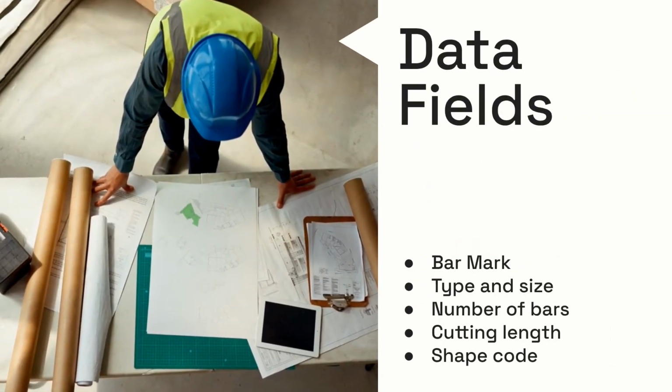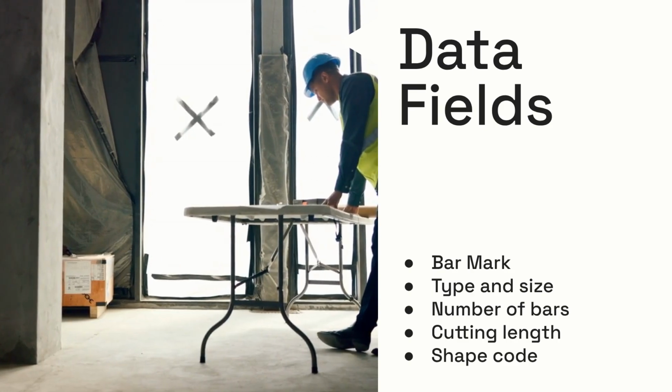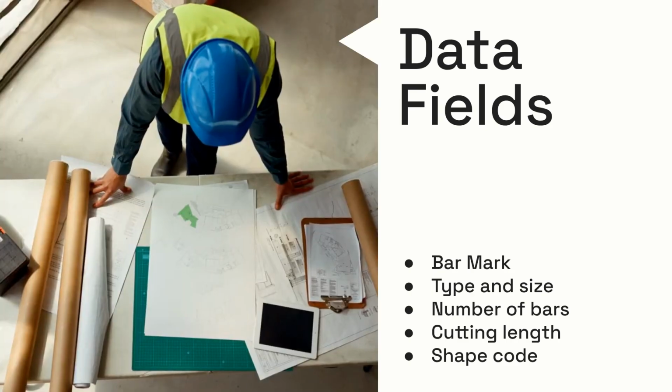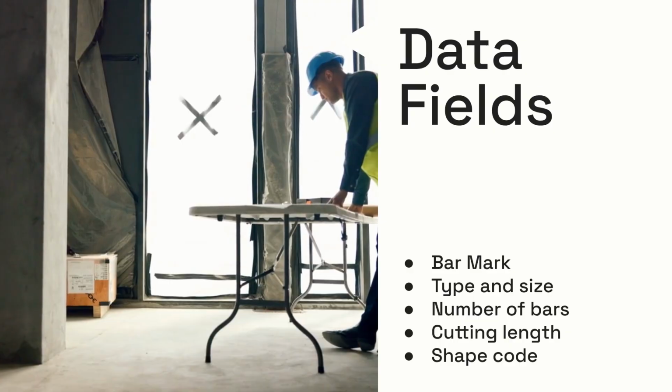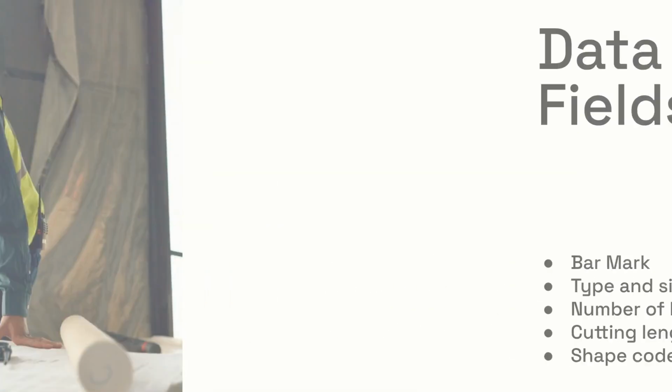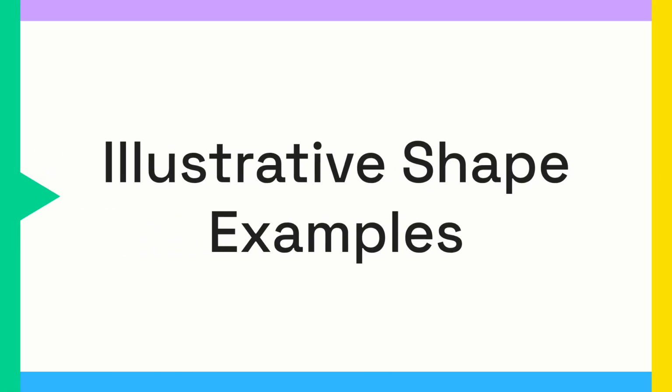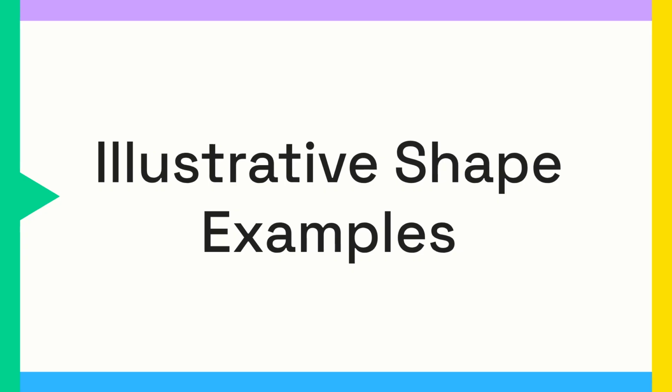A typical bar schedule contains critical data fields. These fields provide all the necessary information for the steel supplier to cut and bend the reinforcement accurately. Let's look at some illustrative examples of standard shape codes as defined in BS 8666.